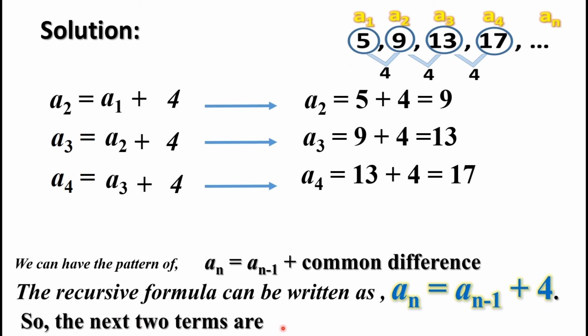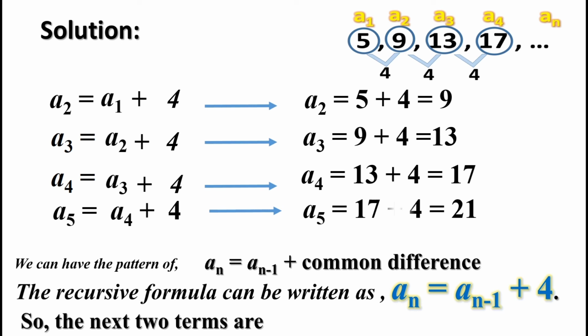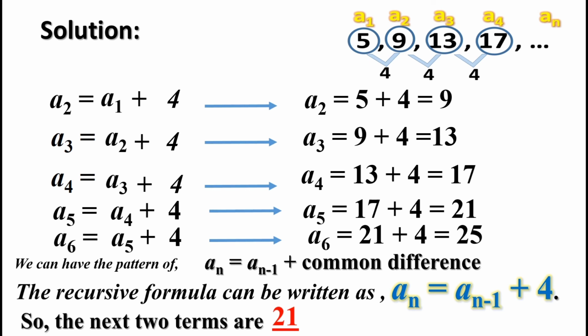So the next two terms are, what are the next two terms? So we will be using this formula again. We have a sub 5 is equal to a sub 4 plus 4. That is equal to 21. So 17 plus 4, that is 21. So that is your a sub 5. And how about your a sub 6? By simply 21 plus 4, that is 25. Very good. So that is a recursive.